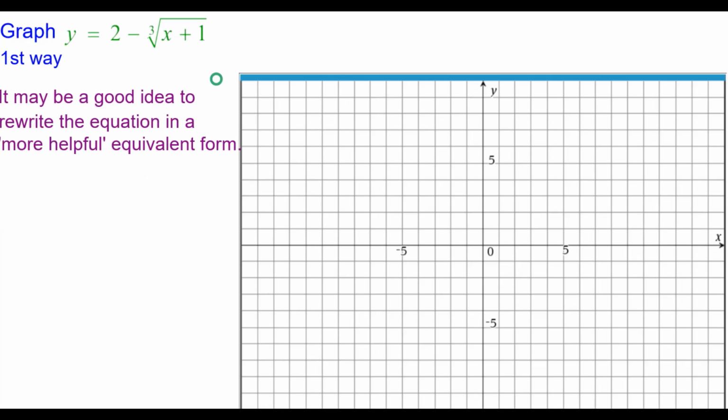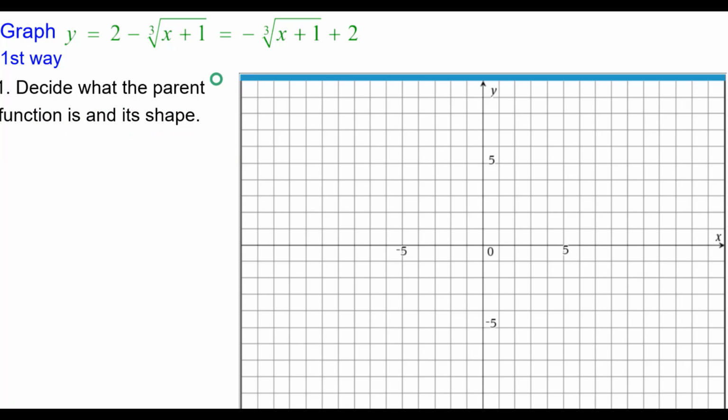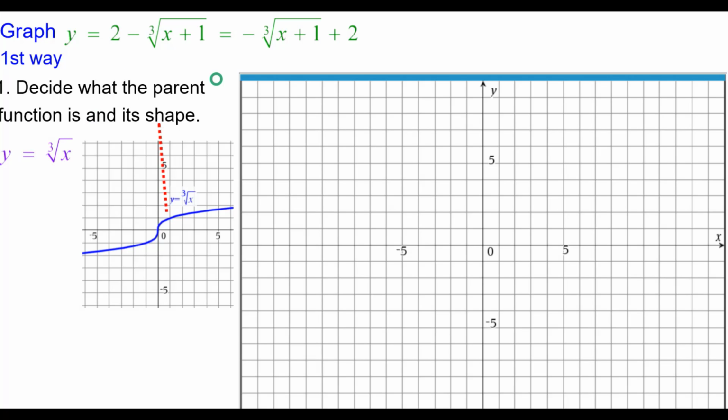It might be a good idea to rewrite the equation in a more helpful equivalent form. So we're going to rewrite this as the opposite of the cube root of the quantity x plus 1, plus 2, so we can see the parameters more easily. So we need to decide what the parent function is and its shape, and it is the cube root of x function. The shape is this kind of sideways cubic graph. Keep that in mind as we're doing the graph.